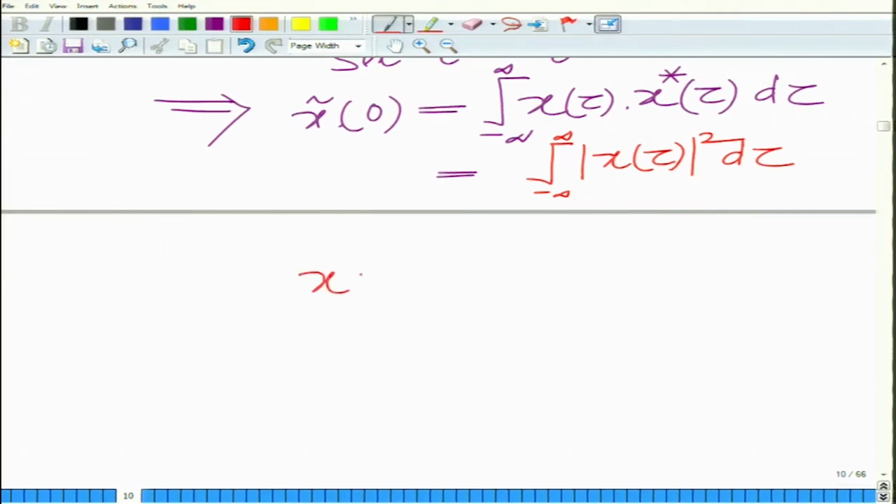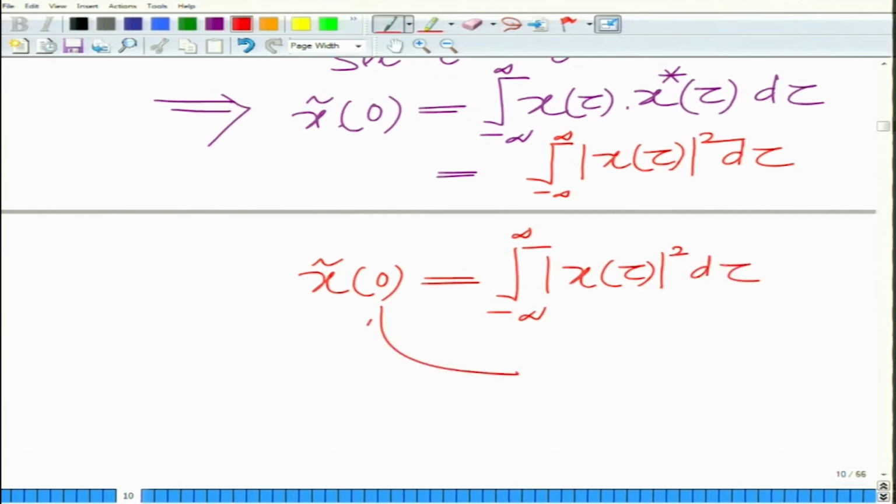So, what you can see is x tilde 0 equals the integral from minus infinity to infinity of magnitude x tau squared d tau, that is, the energy of the signal, where x tilde is the convolution of x t and x conjugate of minus t. If you evaluate it at t equal to 0, that is x tilde 0, this simply gives me the energy of the signal. Now, we also know that x tilde t is the inverse Fourier transform of magnitude x of omega squared, that is what we had shown above.